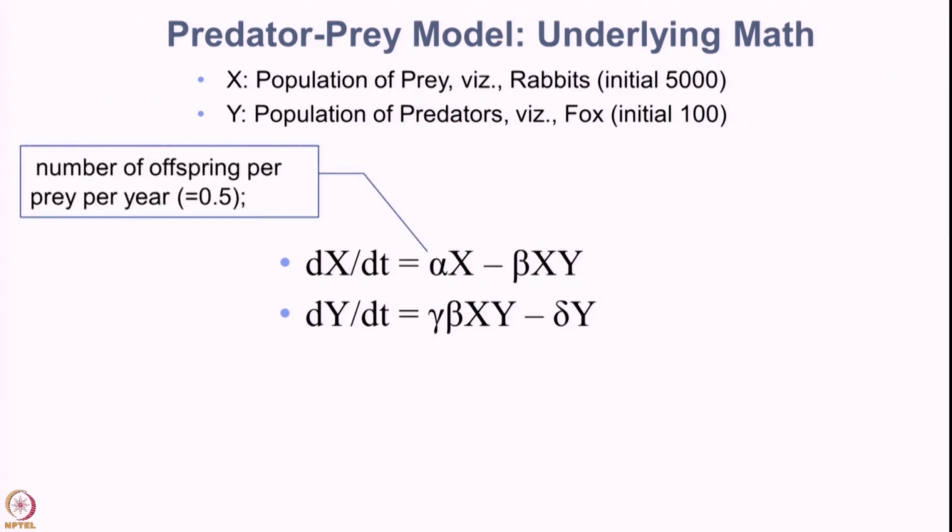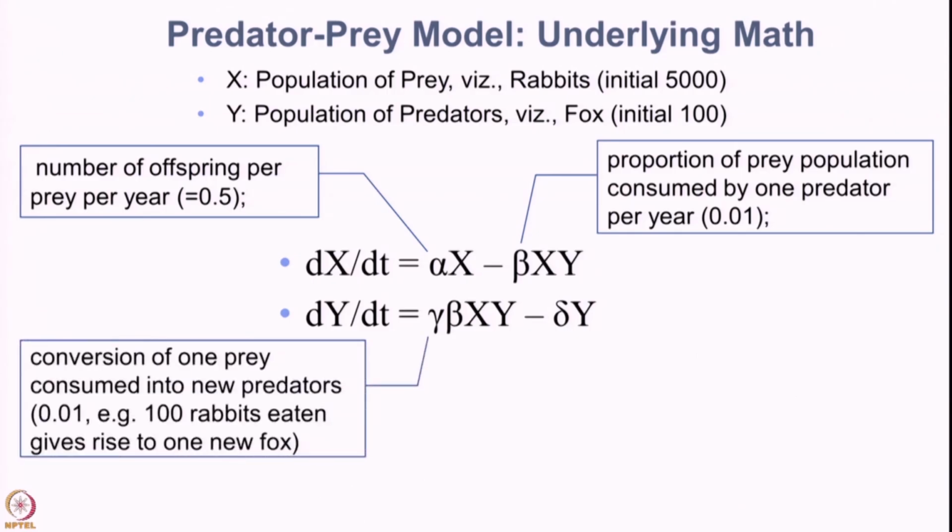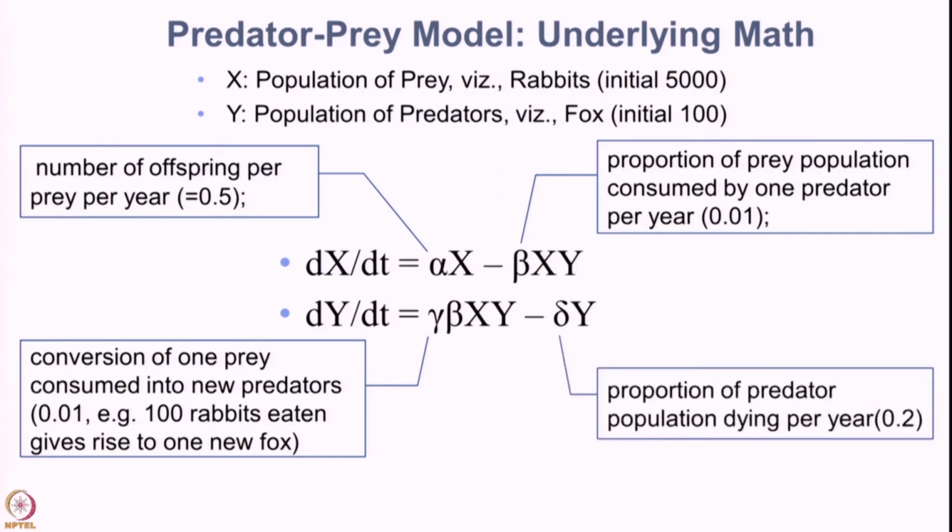Alpha is the number of offspring per prey per year, we can take it as 0.5. Beta is the proportion of prey population consumed by one predator per year. Gamma is the conversion of one prey consumed into new predators, we will again assume it as 0.01. That is, 100 rabbits eaten gives rise to one new fox, or rather to sustain one new fox 100 rabbits have to be eaten. Delta is the proportion of predator population dying per year.